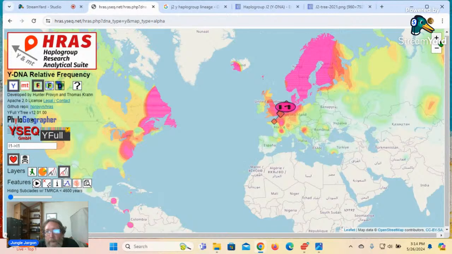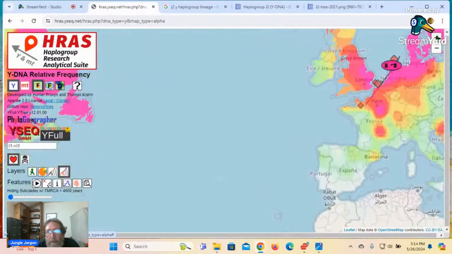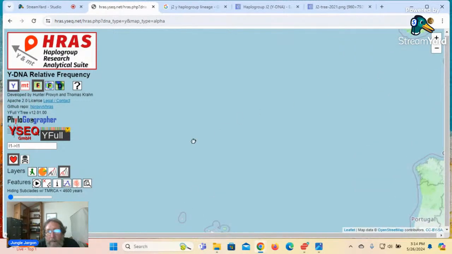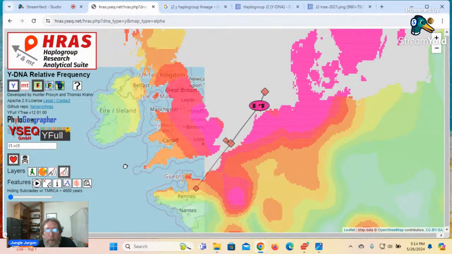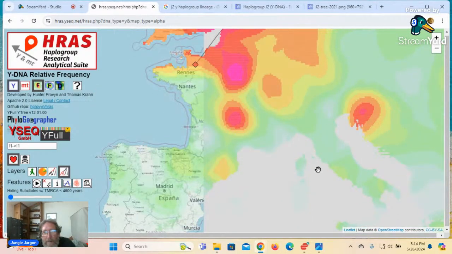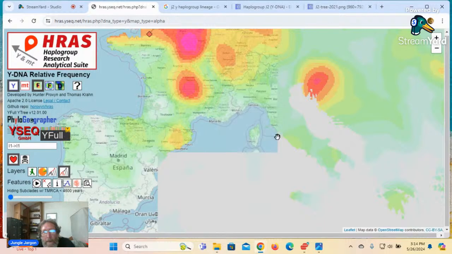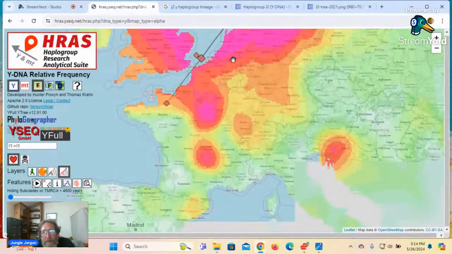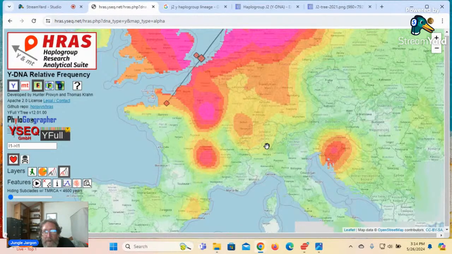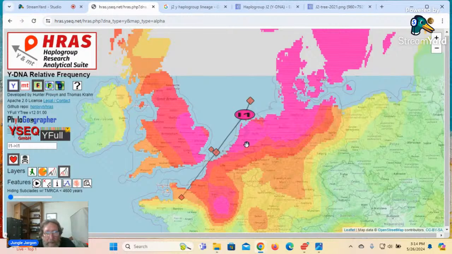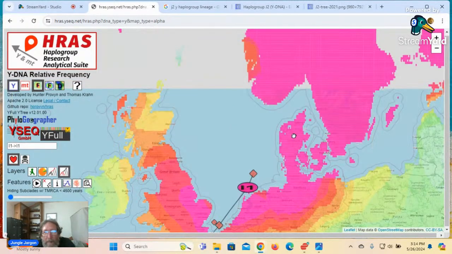Okay. Let me see if we can zoom in here. Let's see what's going on here. So we have I1. It basically finds itself in Scandinavia, which isn't necessarily true because my lineage comes from the Northern Alps, which is right here as soon as it shows up. My lineage is traced back to the Northern Alps of this area. They obviously traveled down the Rhine River, which is due north, ended up in this area here, and up in Scandinavia.